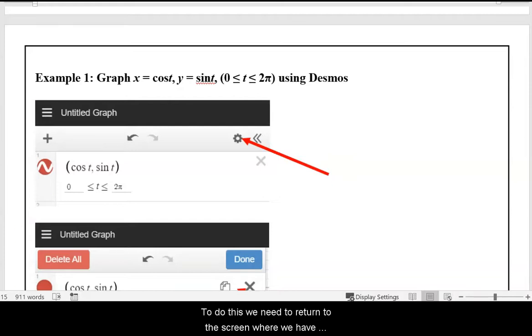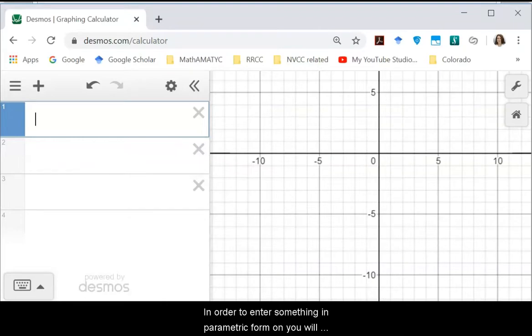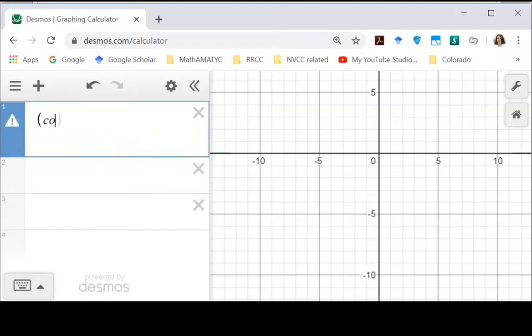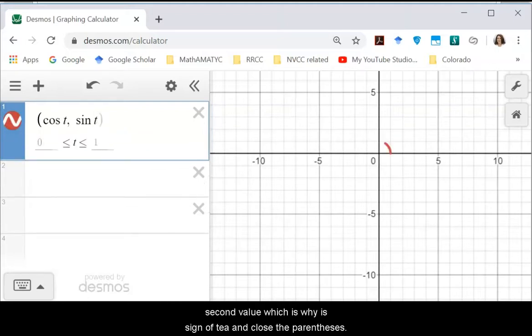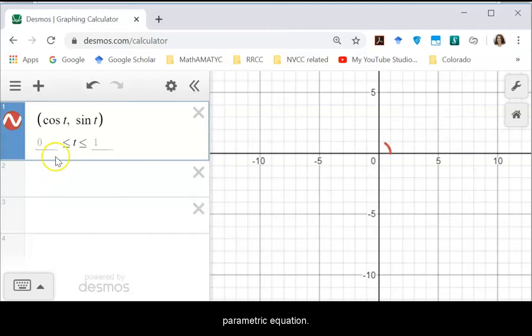To do this, we need to return to the screen where we have Desmos brought up. In order to enter something in parametric form on Desmos, you will put it into parentheses, almost as if it were a point. You'll give the equation for the x first, and notice that as soon as I hit t, it immediately asks if I want to add a slider for t. Then I can put a comma, and then I can give the second value, which is y is sine of t, and close the parentheses.